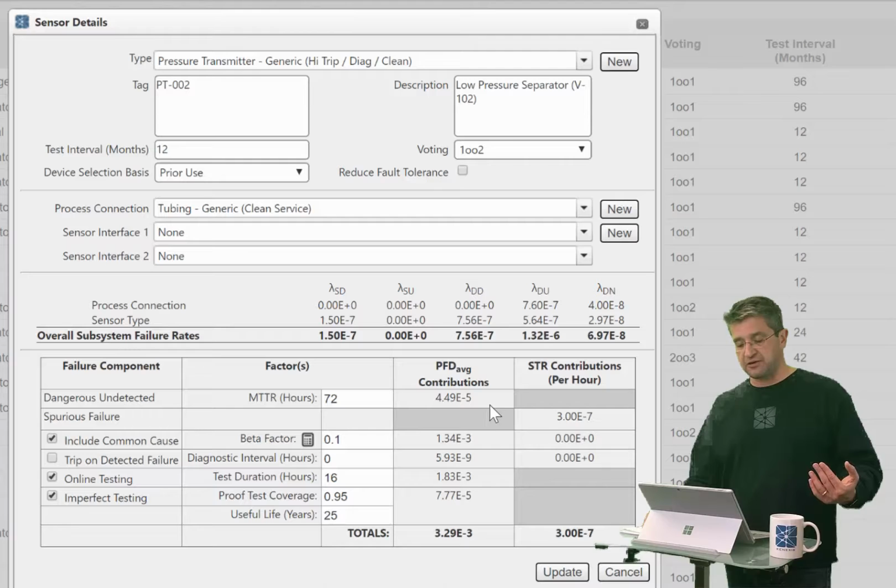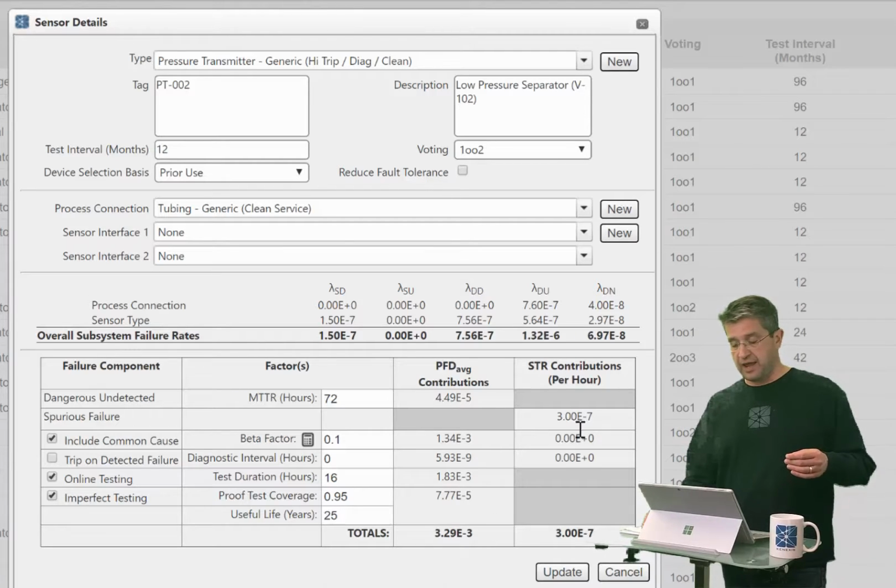In this case, you'll see there are 5 components that contribute to the PFD average of the component, and 3 terms that contribute to the spurious trip rate of the component. And they all get added together, summed up to give you a summary PFD and summary spurious trip rate for an individual component.